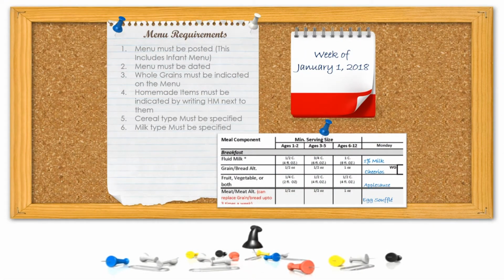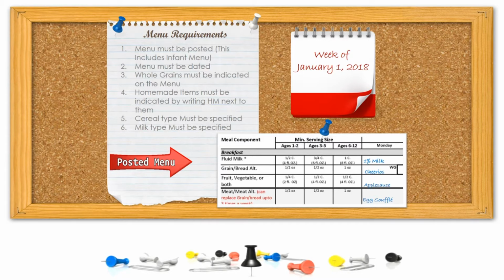Menu requirements state that the menu must be posted in a visible location within your center. The menu must also be dated. Let's take a closer look at our posted menu. We can clearly see that all the required components for breakfast are listed.